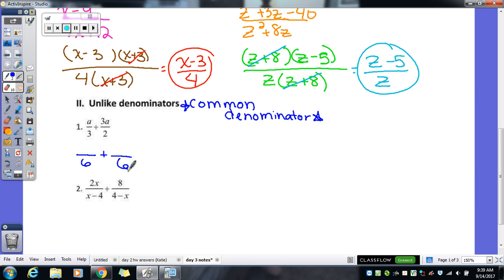So I need to make those both a denominator of 6. So what do we multiply times 3 to make it a 6? 2. So I've got to multiply my numerator also times 2. So that becomes a 2a. And then times by 3 for that 2 to make it a 6, which means I've got to multiply that times 3. So we get 9a.